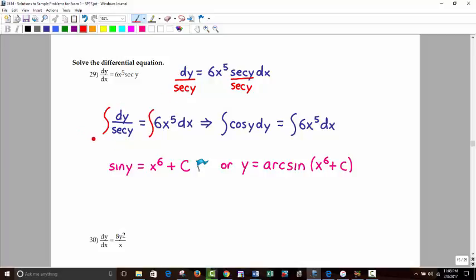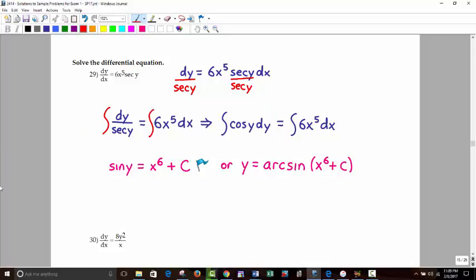As one thing I've mentioned, if not early on in this course, I mentioned it throughout the course, especially with chapter 8: you never integrate 1 over a trig function. You must always convert it to its reciprocal trig function. 1 over secant doesn't integrate. So you just change 1 over secant to cosine, just using trig relationships. Then we integrate cosine, and we integrate 6x to the 5th.